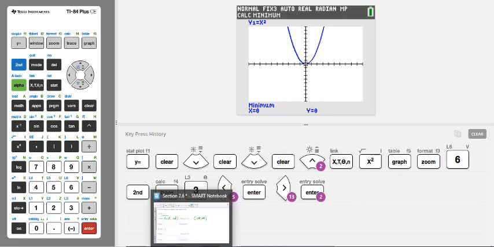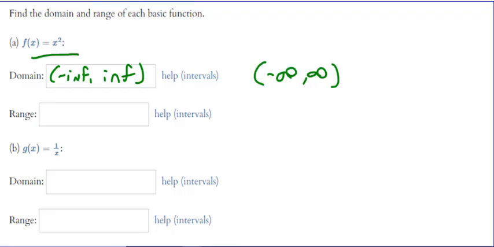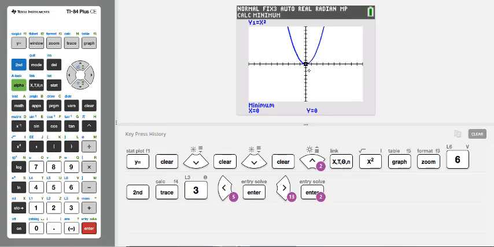So what we do is, that would be 0 to infinity, because the lowest point would be 0 for the range value. The highest point would be infinity. Now, let's look at the other.